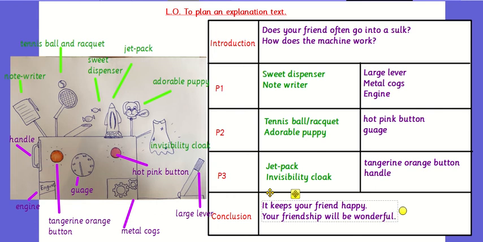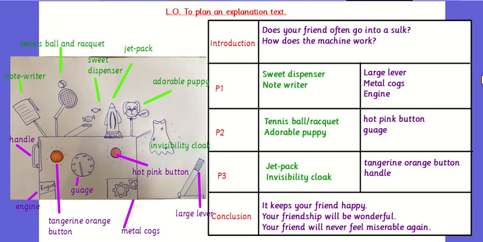Okay, and I might even have in another one. Your friend will never feel miserable again. Okay, so that is what I am going to have in my conclusion. So your first job, just like I have done, is to box up your plan. So here is your picture. You are going to box it up so that you have a plan that looks just like mine.